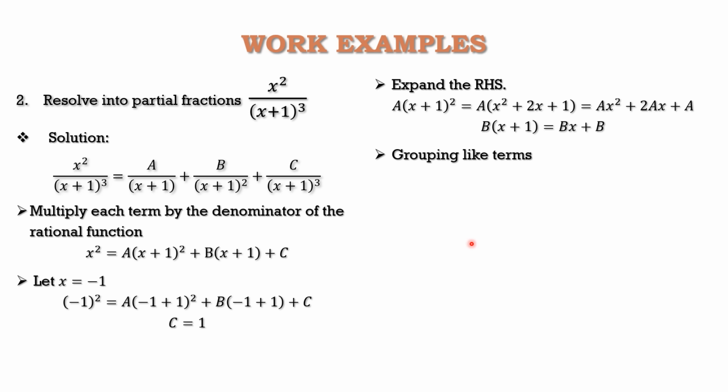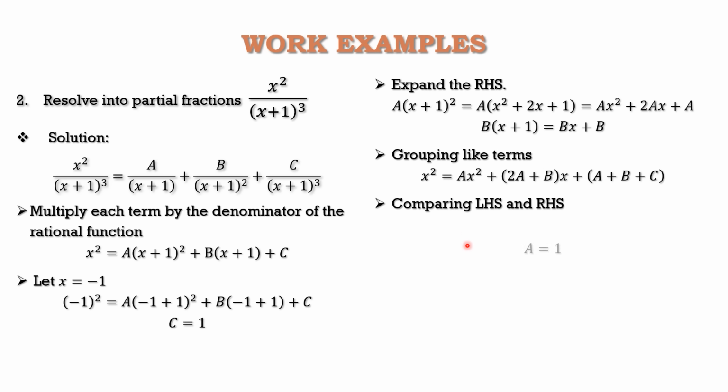Then you group like terms. So the grouping of like terms will be x squared equal to ax squared plus (2a plus b)x. Why? Because we have 2a here, we have b here. They are all marked with a variable x. So we just factorize the x outside and put them in the bracket in this particular format, plus the constant, which is a plus b plus c. So when you compare the right hand side and the left hand side, x squared is here, x squared is here, so their coefficients are the same. So a will automatically be equal to 1.